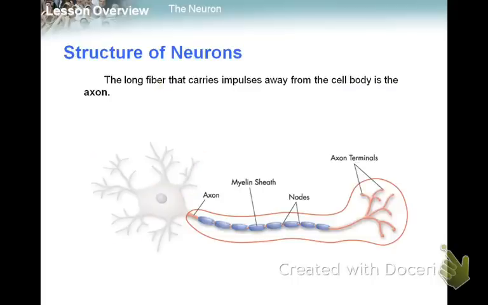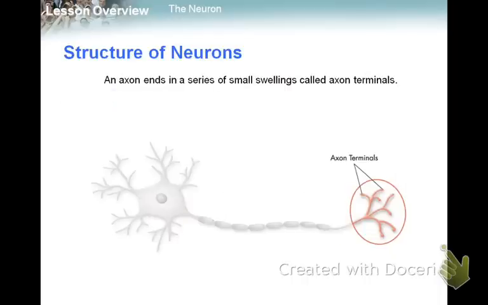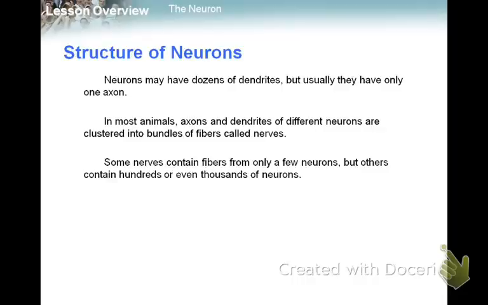The long fiber that carries impulses away is called the axon. So away begins with A, axon begins with A. That's what you see highlighted on this slide. The axon branches off at the end, and these are called axon terminals, the ends of the axons. Neurons can have dozens of dendrites that draw in messages from other neurons, but they usually have only one axon.